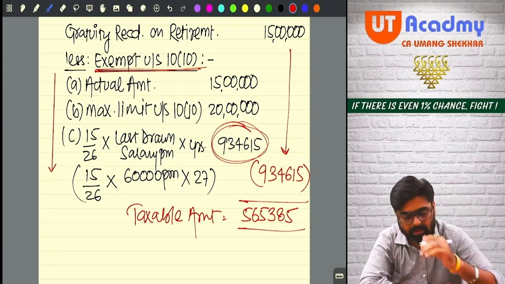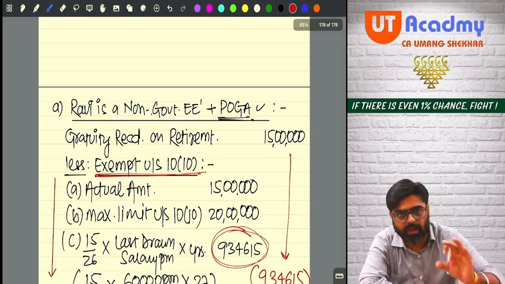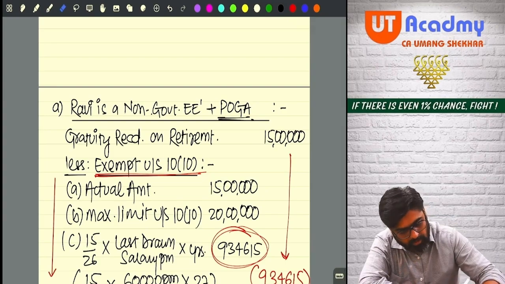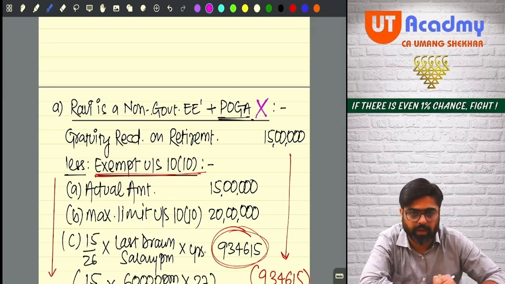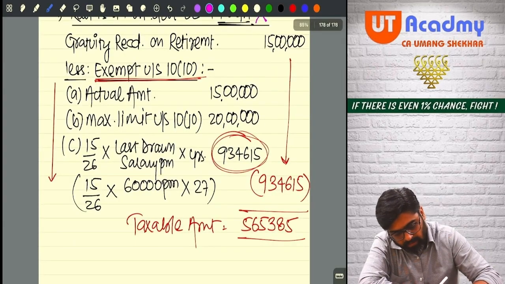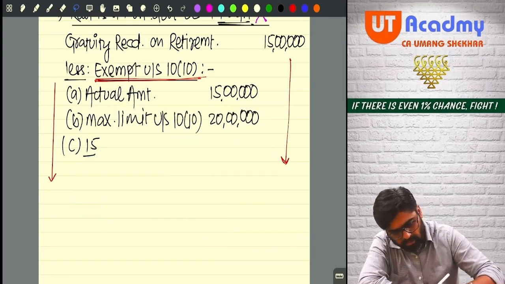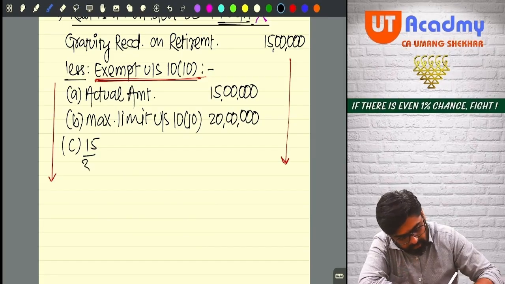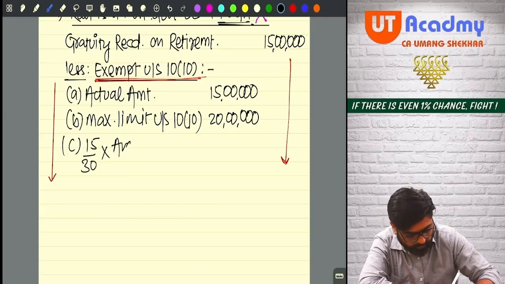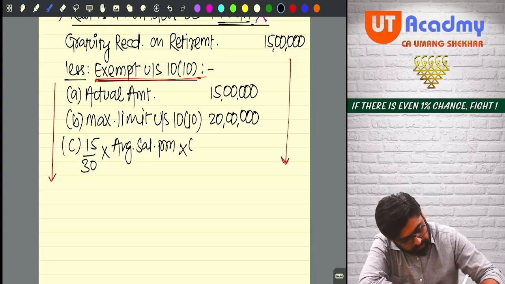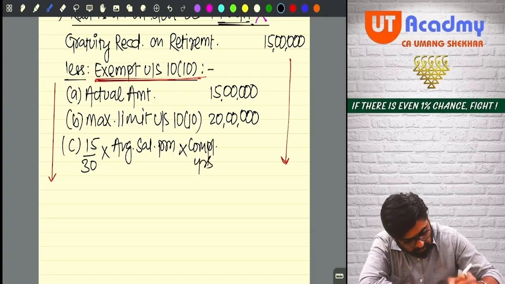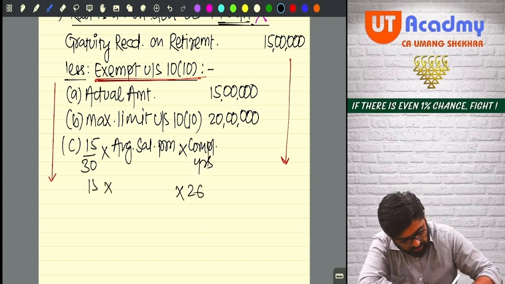Now the second part, same calculation, same thing. What I will do here, I will put a cross mark, not covered by Payment of Gratuity Act, and everything will remain same except for this C part. This will change, and as a result of that, everything will change. Okay, no? So I will do 15 by 30 into average salary per month, into completed years I will take now. So completed years I know 26. I know 15 by 30 also.